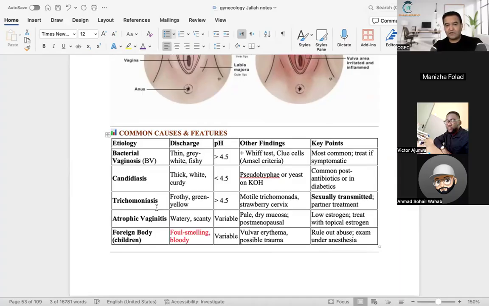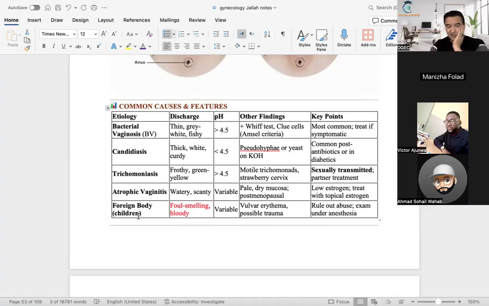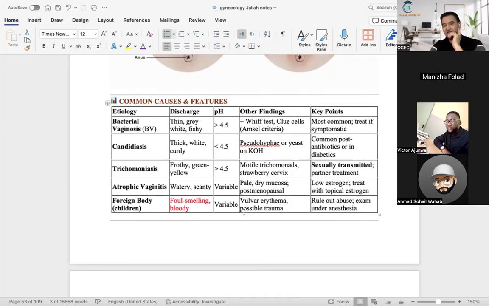Common causes. Again, I don't want to waste your time. Something that I did not get the chance to mention is foreign body in children. So I'm talking about pediatric patients. Let's say you have someone 3 or 4 years old who comes with vulvovaginitis, or the patient has discharge. Always rule out child abuse and sexual abuse first. Once that is out of the picture, then see if the patient has foul-smelling and bloody discharge. If so, it could be a foreign body. Usually vulvar erythema, possible trauma, other findings, rule out abuse, always rule out abuse. And if you cannot find the foreign body, you have to do an exam under anesthesia.